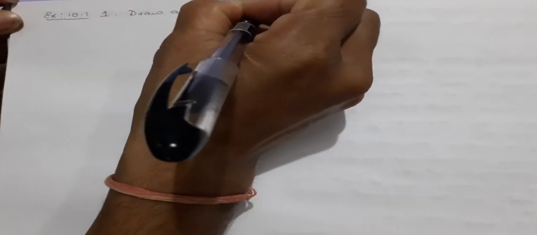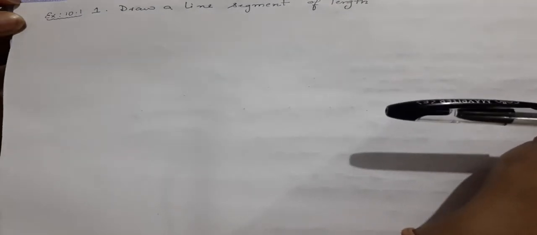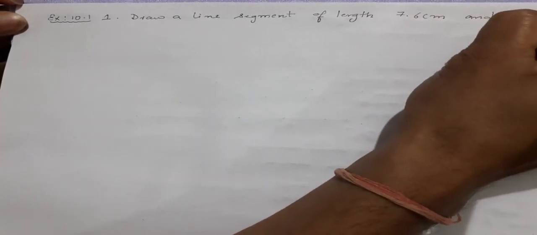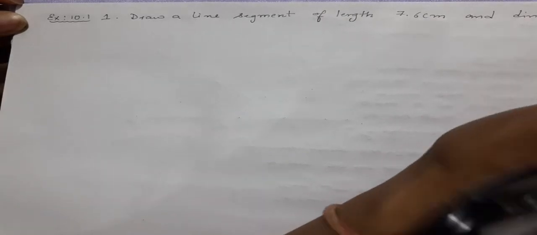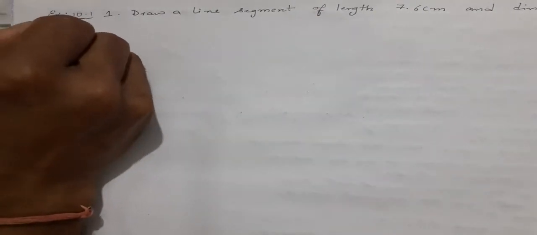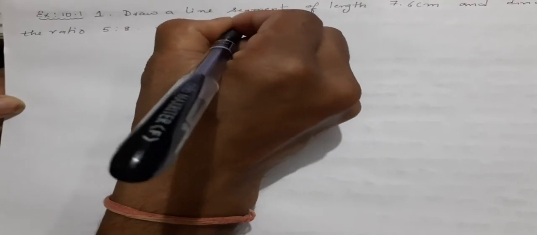The question is, draw a line segment of length 7.6 centimeter and divide it in the ratio 5:8. Okay, measure the two parts.